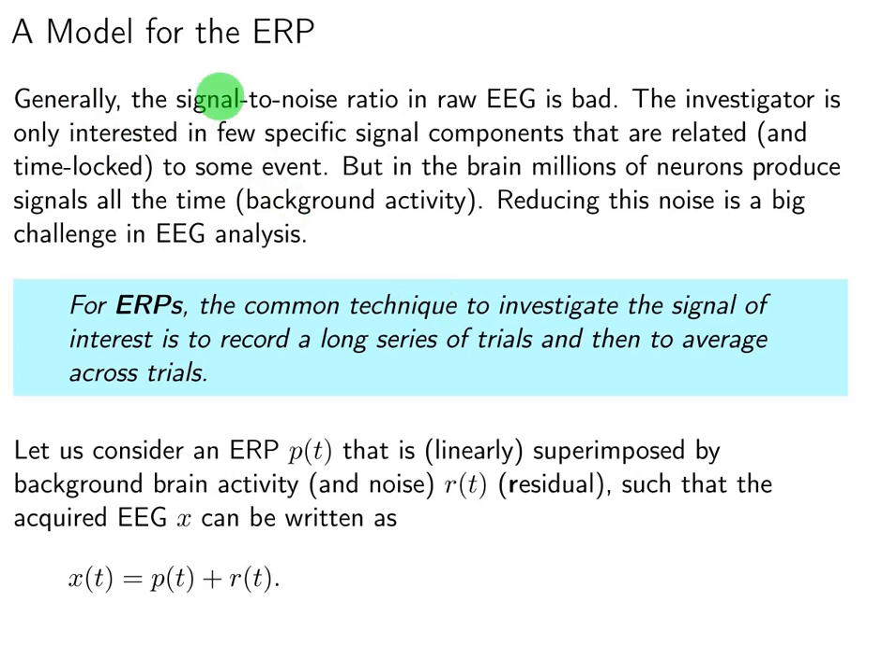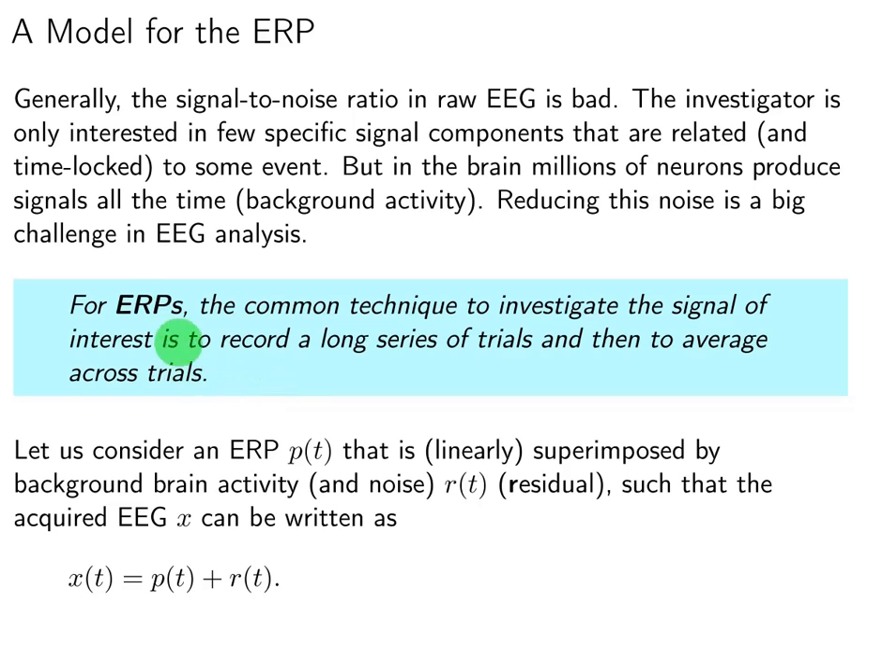So generally the SNR, or signal to noise ratio, in EEG is very poor. As an investigator, you are interested in a few specific signal components that are related to some event or time lock, for example, the P1 or positive deflection or negative deflection. However, the brain contains millions of neurons that produce signals all the time. We call them background activity. Any activity that's not relevant to the signal of interest or to the experimental condition, we call background activity. And reducing this noise is a big challenge in EEG analysis in general.